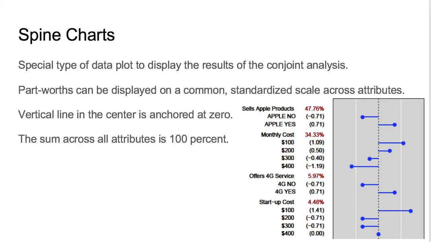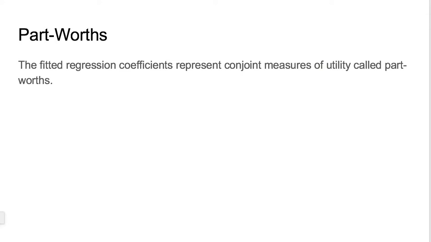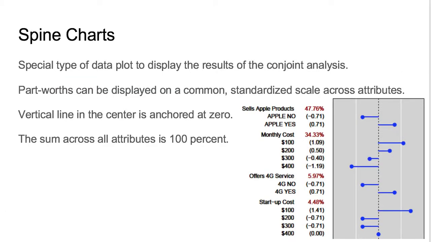Part worth. The fitted regression coefficients represent conjoint measurements of utility called part worth. And the spine chart. To display the results of a conjoint analysis, we use a special type of dot plot called the spine chart. Here is a very quick and short example. You can also look at table 3, figure 3.1. That is the full spine chart for this analysis.